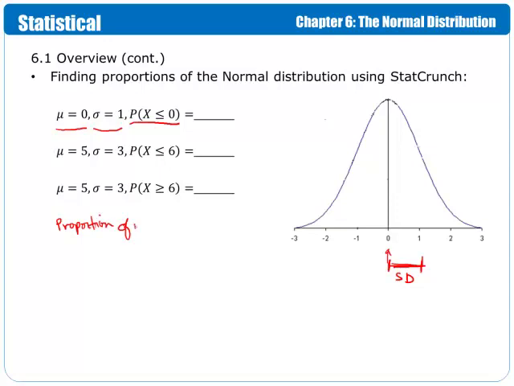of individuals with scores less than 0, the other way we could write it is the probability of an individual obtaining a score less than 0.